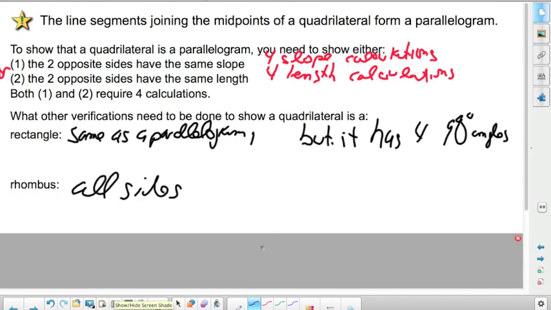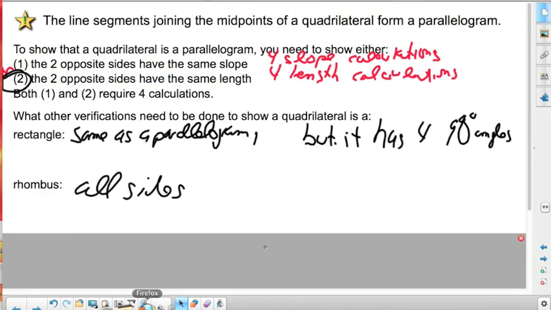You just need all the sides. Wait, what about the angle? Well, all the sides. So if we do this, oh, it's the same. We have 2 opposite sides the same length, so we get four lengths, and we get 2 pairs that are the same. Then by default, it's a parallelogram. But if they're all the same length, then it's a rhombus. So all you really need in this case is just the 4 sides. You don't need to do anything with the angles.